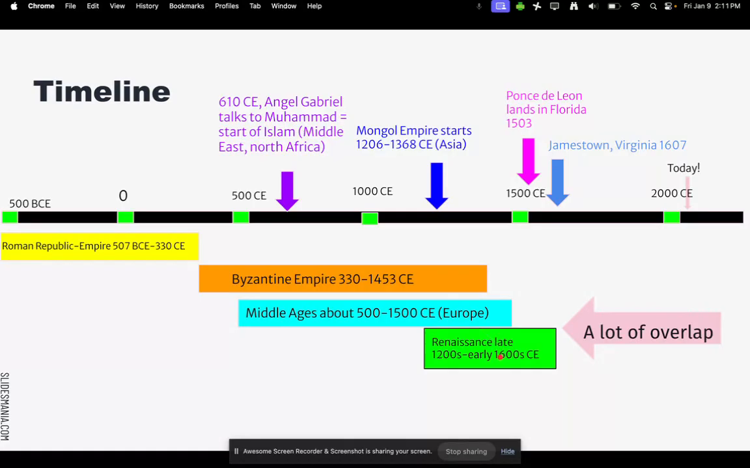Also to note, during this time is a lot of the start of exploring of North and South America. So for example, Ponce de Leon lands in Florida in 1503. So that's during the Renaissance period in Europe. And Jamestown, Virginia is founded in 1607, so right at the end of the Renaissance era.